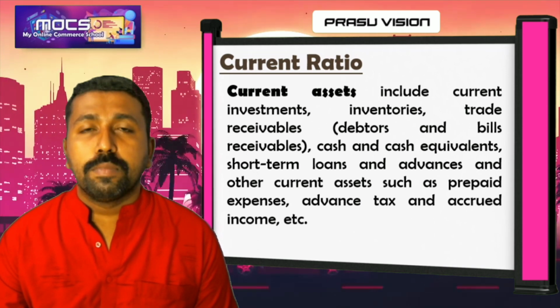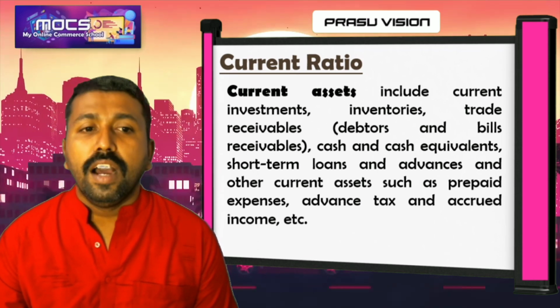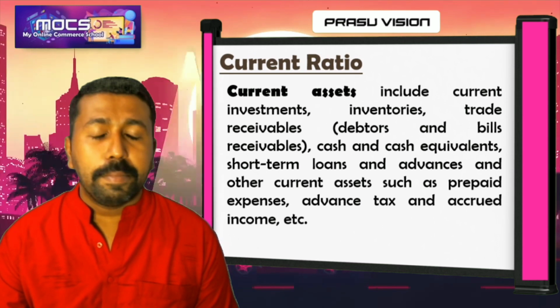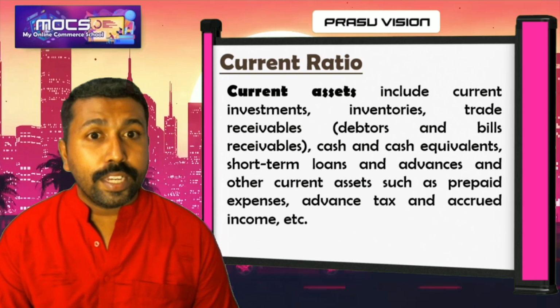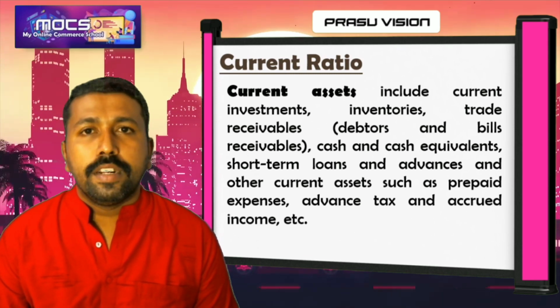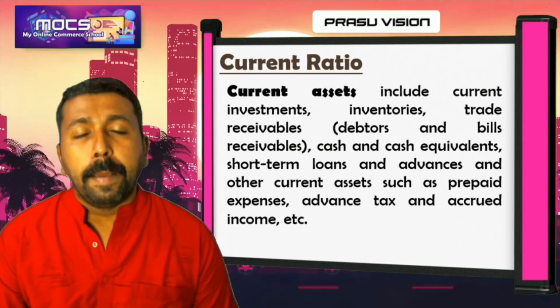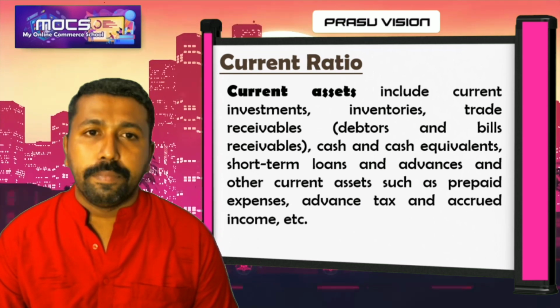Other current items, current assets like prepaid expenses, advanced tax, and accrued income. All these items come under the category current asset. So the total of current asset we can find out by adding current investment, inventory, debtors, bills receivable, short-term loans and advances, prepaid expenses, advanced taxes, accrued income.